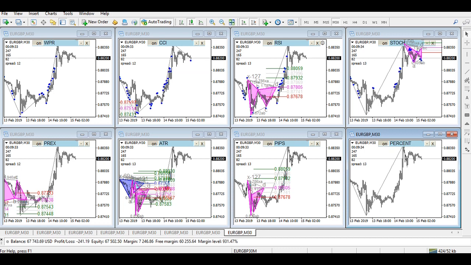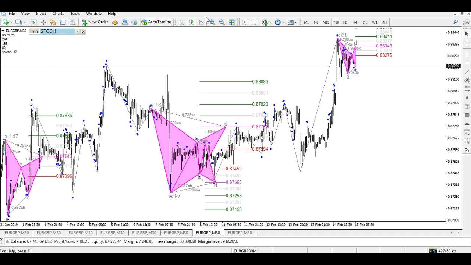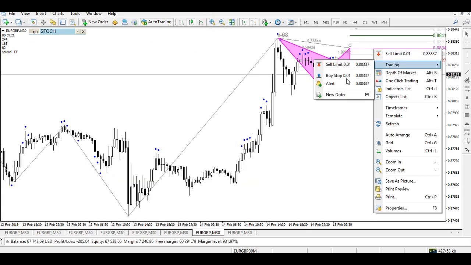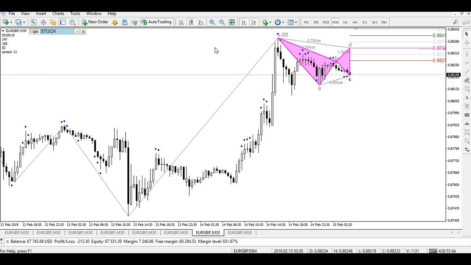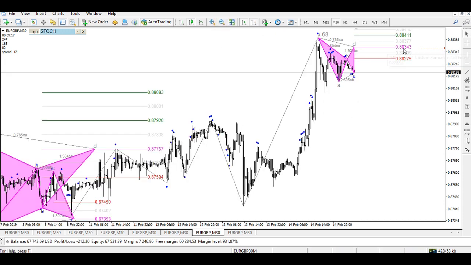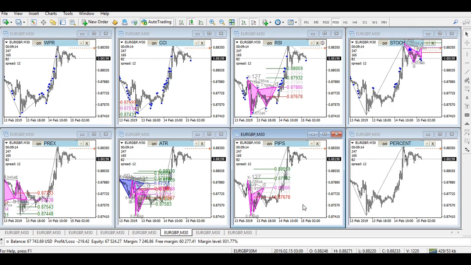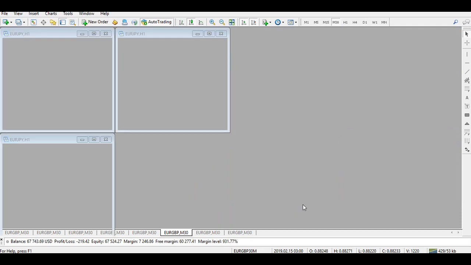Okay, winning pattern on Euro GBP yesterday. I think I posted this, and one pattern that is setting up right now. So let me zoom it in. Here are the levels. If it goes higher, we have this pattern, 88, 34, 3. Next, let's go next.